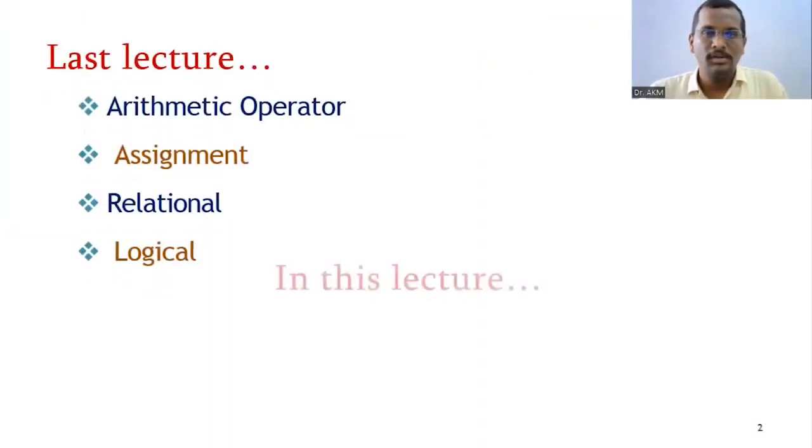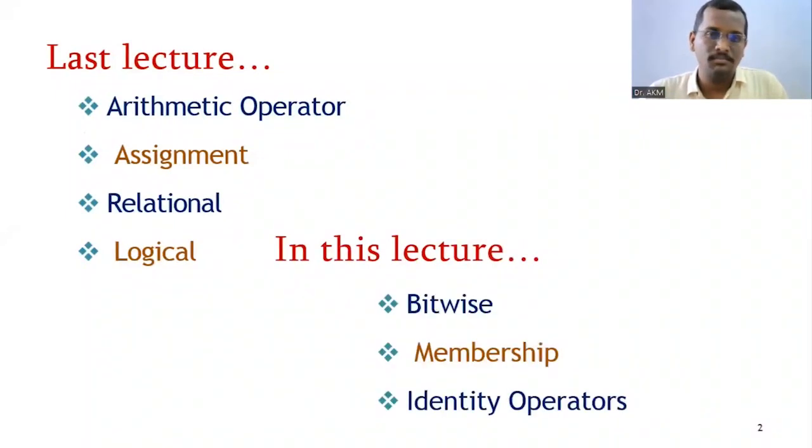So in this lecture, we are going to learn three different operators: bitwise operator, membership operator, identity operator. So already in the last lecture, we have learned the arithmetic operator, assignment operator, relational operator, logical operator. So now we are going to learn bitwise operator, example, membership operator, example, identity operator, and its example. So now we are moving to the bitwise operator.